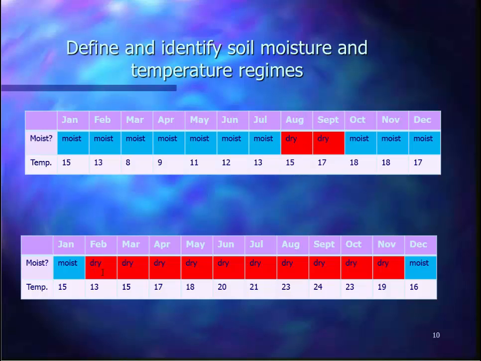This second chart might be a little bit easier. You have dry soil profile, soil moisture control sections from February all the way out to November. Let's look at the next slide for the answers.